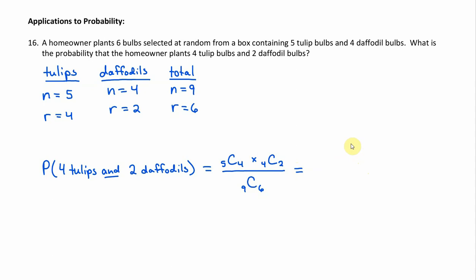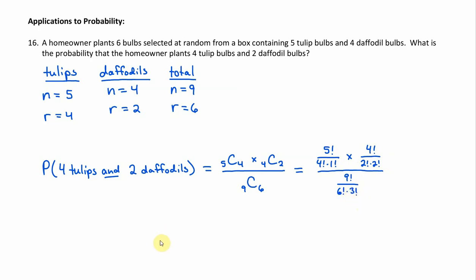So let's see. I'll expand them all out. So we'd have, for the 5 choose 4, that's 5 factorial over 4 factorial times 1 factorial. Times 4 factorial over 2 factorial times 2 factorial for the daffodils. And then the overall, we have 9 factorial over 6 factorial times 3 factorial.